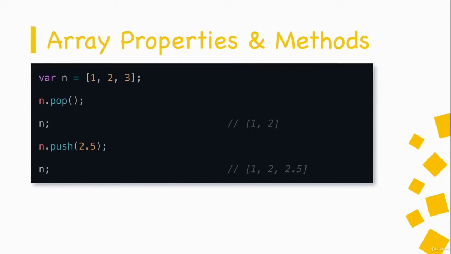So you can use the pop method to remove the item from the end of the array, and the opposite push method to push an item at the end of the array. These two methods are counterparts of the shift and the unshift method.